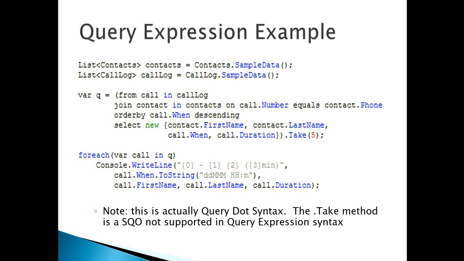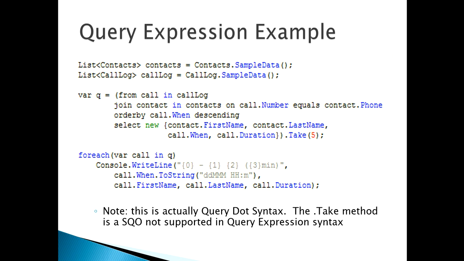Here's another one where we have 2 collections of contact objects and call log objects, right? And we can use syntax like this, from call in call log join, right? So we're doing an inner join here. Contact in contacts on, what's the relationship? call.Number equals contact.Phone, right? In other words, we called their phone number. We can do an order by, okay? And then order by when the call was made. And then we can even select into a new object altogether.